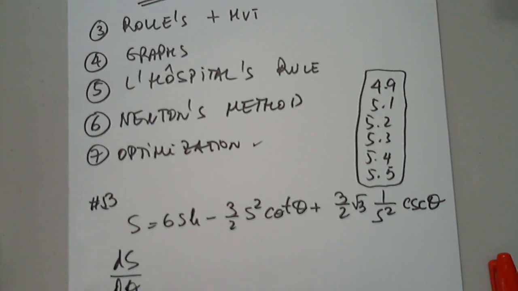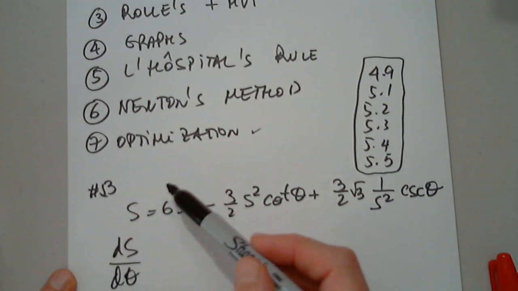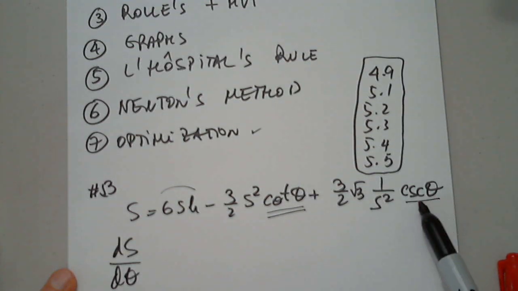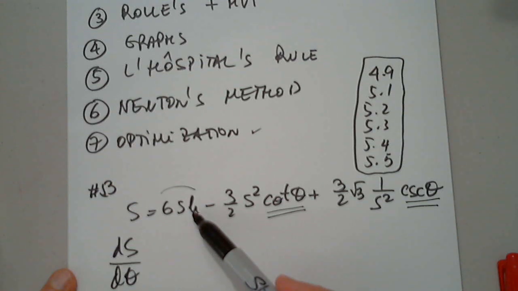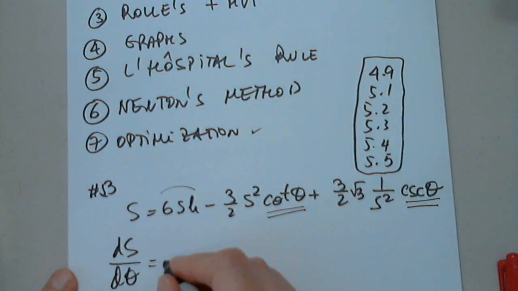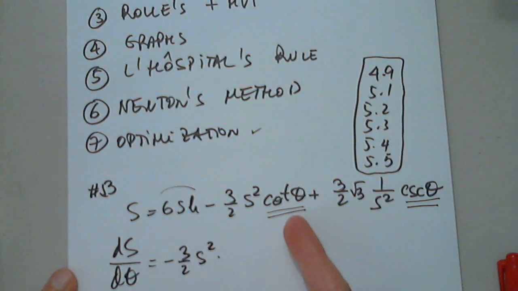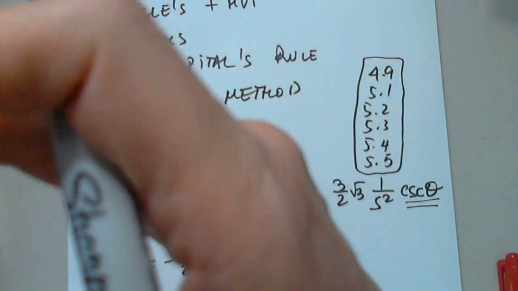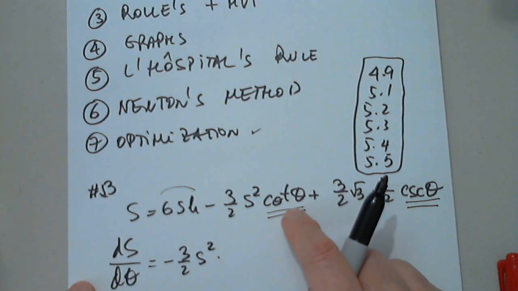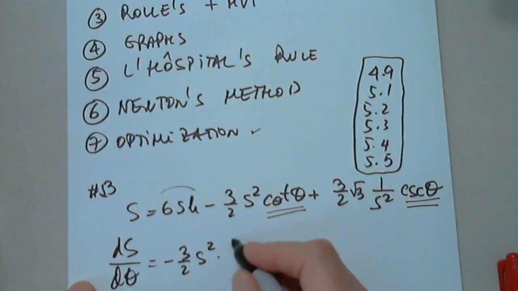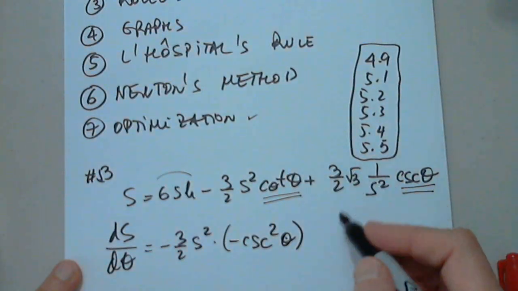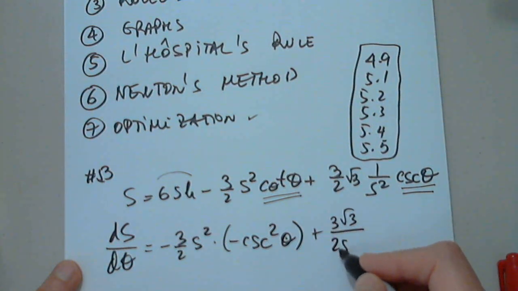Got it. So when we differentiate with respect to theta, there is no theta here. So there is theta here, and there is theta here. So when I differentiate this, I get 0. When I differentiate this term, I only get negative 3/2 s squared, and I have to differentiate cotangent. Anyone remembers how to differentiate cotangent? Negative cosecant squared. Yes, negative cosecant squared theta, good. Plus 3 the square root of 3 over 2 s squared.